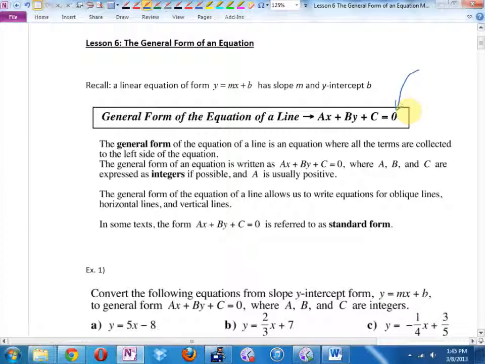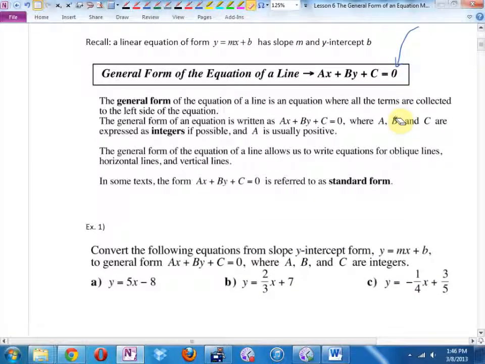So we can pull this off. The general form of the equation of a line is an equation where all the terms are collected on the left side of the equation. In other words, make it equal to 0. It's going to look like this: Ax plus By plus C equals 0. The only other condition is capital A, capital B, and capital C all have to be integer values, which means if there are fractions, clear them out by multiplying everything by a common denominator. In some texts, this is referred to as standard form, but in the BC curriculum, we're calling it general form.